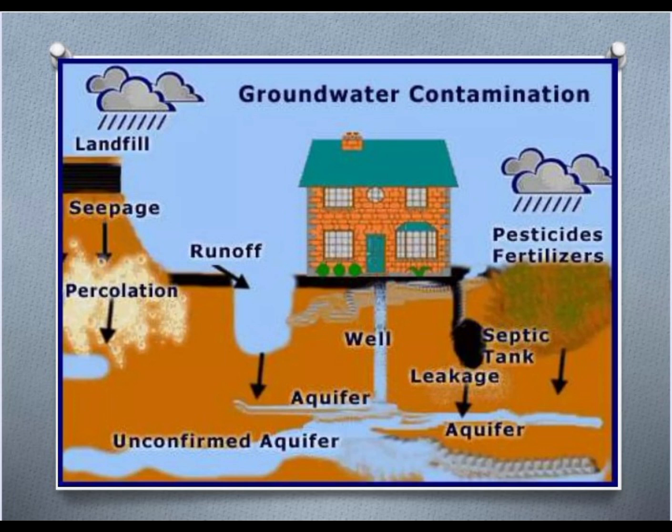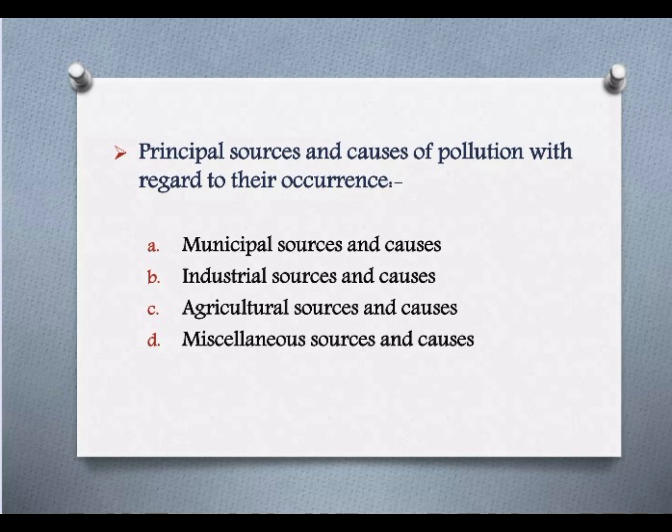But before that, we need to discuss first the principal sources and causes of pollution with regard to the other occurrence. The first one is municipal, industrial, agricultural, and miscellaneous. In municipal, there are three sources and causes, which are sewer leakage, liquid waste, and solid waste.